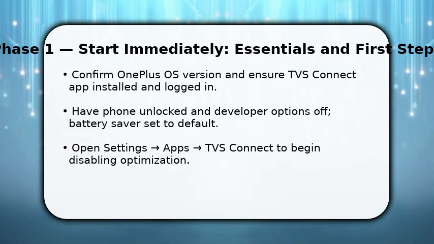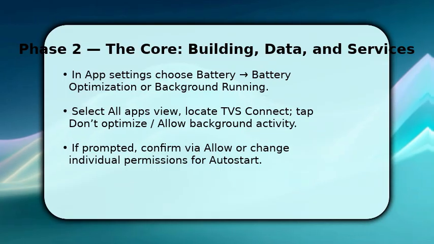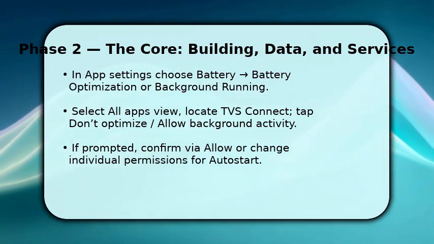In the Battery menu, open Battery Optimization or Background Running. Switch the view to All Apps, scroll to TVS Connect, and tap it. Choose Don't Optimize or allow background activity so the app can run freely.